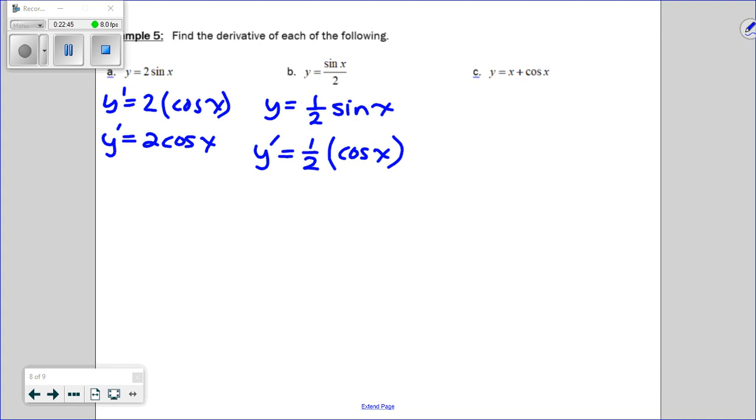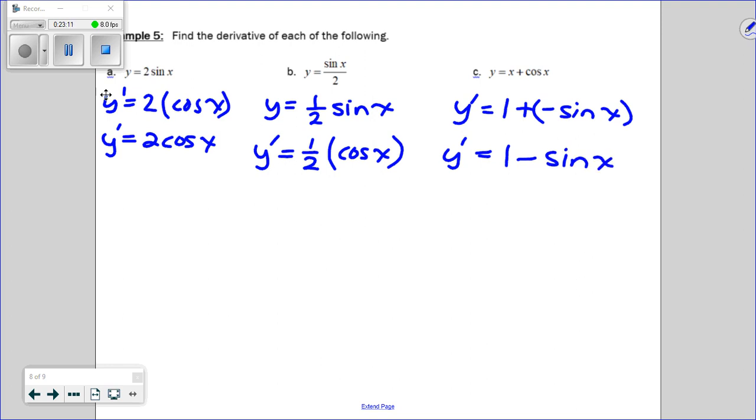Okay, and then for c here, it's okay if you have a sum or difference. Remember, you're just going to find the derivative of each term separately. So remember, the derivative of x is 1, plus the derivative of cosine of x is negative sine of x. So you do end up adding a negative, which eventually I would just make this 1 minus sine of x.